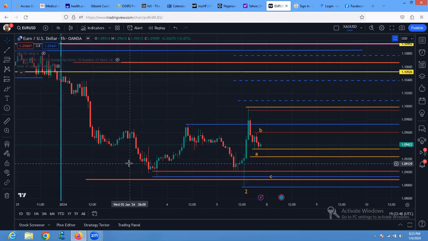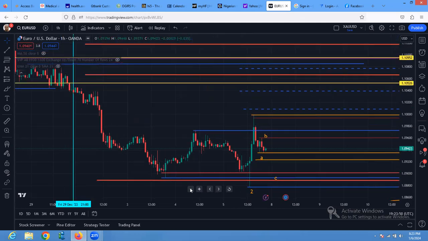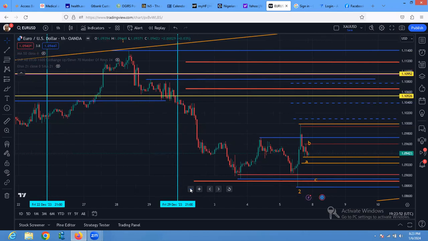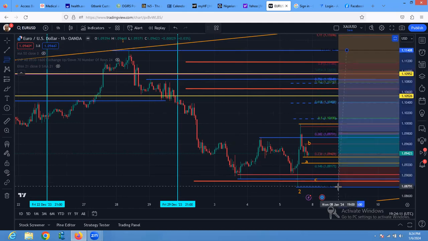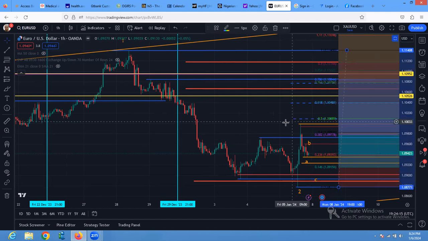Why? The why is this. If you look at the entire run to the downside here, what recovery have we had in terms of fib retracement? Fib retracement from low here is almost 50. So that may or may not.